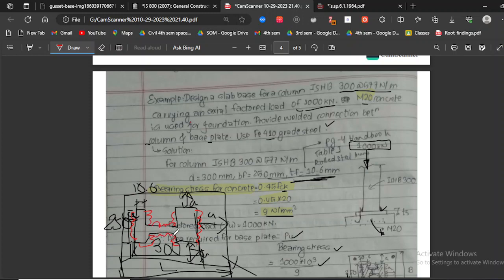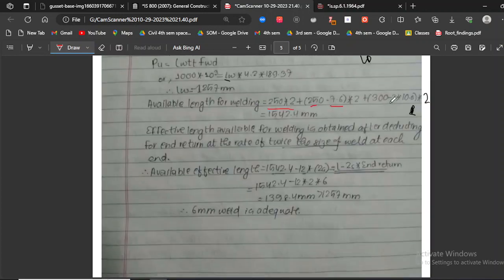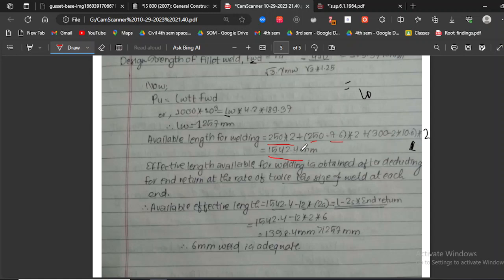So this is my available length for welding. This is my another major area as well, which is going to be calculated by 300 minus 2 into 10.6. So this is my 300. If I subtract one 10.6 and one 10.6 from this side, I get the first edge. So 300 minus 2 into 10.6, I get this, and there is another structure beneath this as well, also equivalent to 300 minus 2 into 10.6. So 300 minus 2 into 10.6, into 2. So I get a total available length for welding as 1542.5 mm.